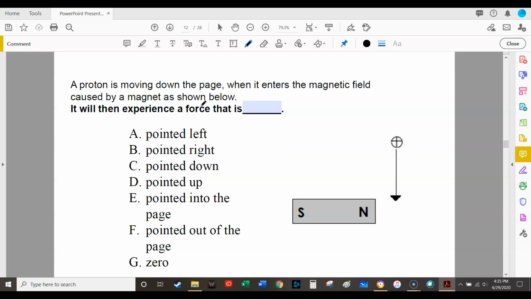So go ahead and pause the screen and try this out. Okay, you've unpaused the video. My thumb should be pointed down the page, so I have to kind of angle my hand. My fingers are pointed to the right, and I'm keeping a 90-degree angle between my thumb and my fingers. My palm is facing my face, so this, again, is actually going to be out of the page. Wow, a lot of them are out of the page.